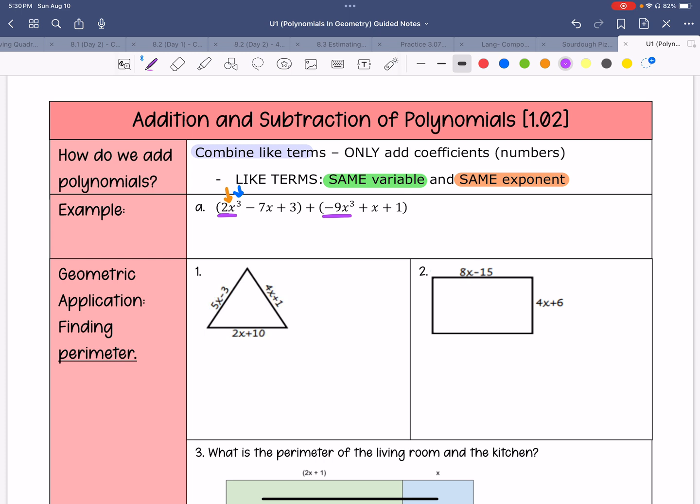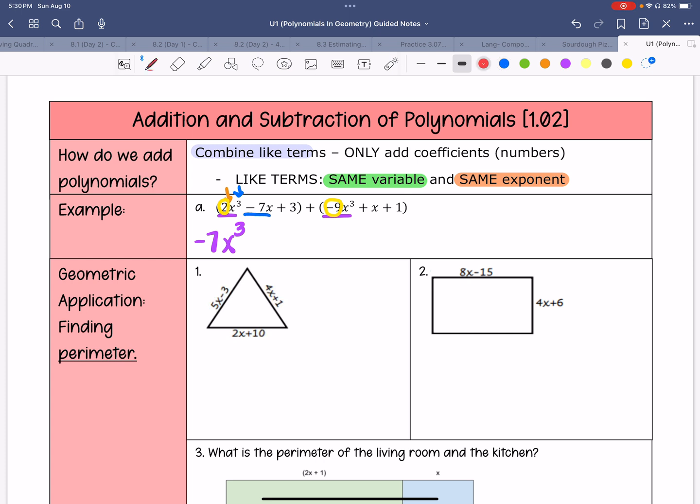Now, once we've identified our like terms, we are only actually going to add together the coefficients. So I'm only going to add 2 and negative 9 together. When I add 2 and negative 9, I get negative 7, and I keep the variable x and the exponent 3 the exact same. After that, I'm going to move on to my next term. So my next term is a negative 7x.